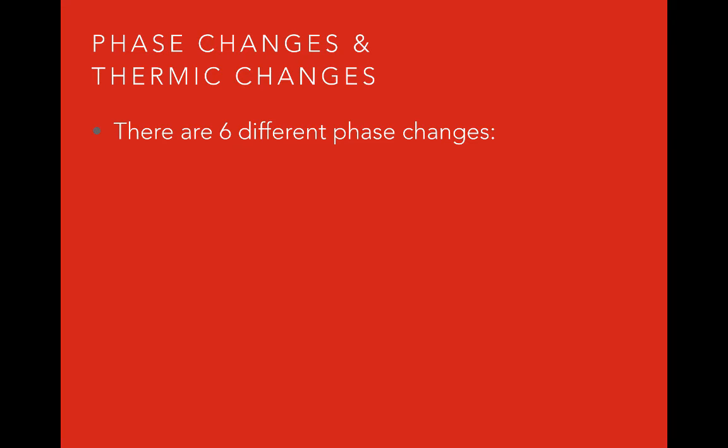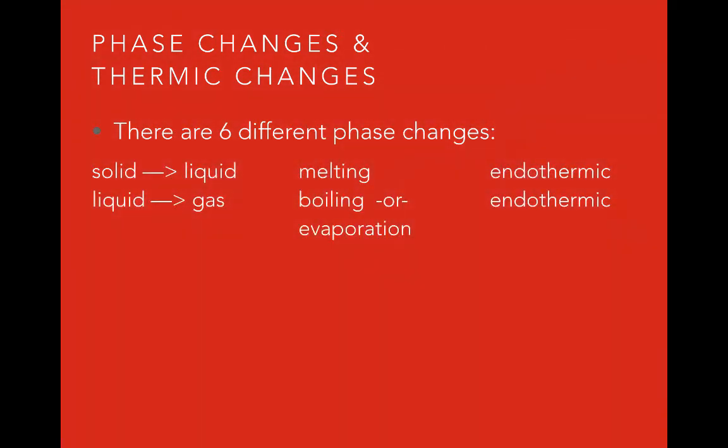Let's take a look at the different phase changes and determine if they are endo or exothermic. Solid to liquid refers to melting, and that is endothermic. Liquid to gas, which is called boiling or evaporation, is also endothermic. Solid to gas is sublimation, and again, endothermic. The reason why these three examples are endothermic is because they are all heating up. In order for a solid to become a liquid, heat needs to be gained.